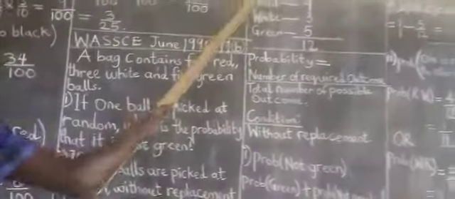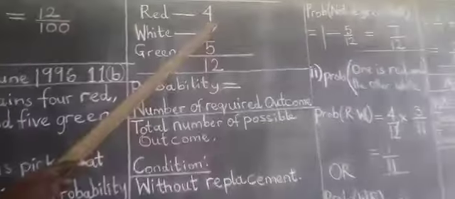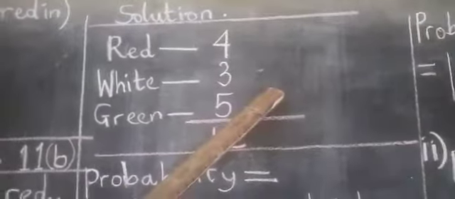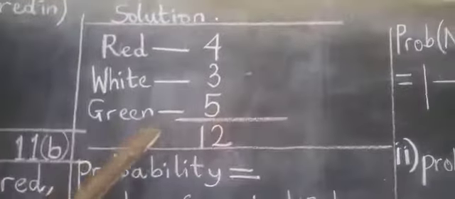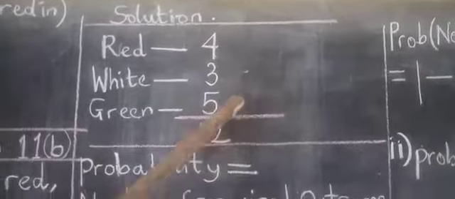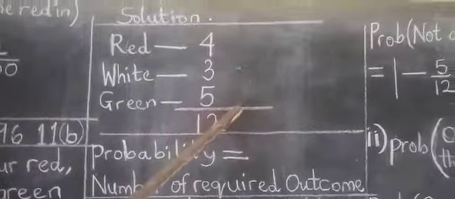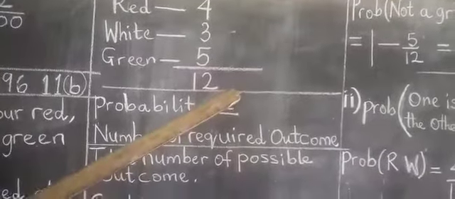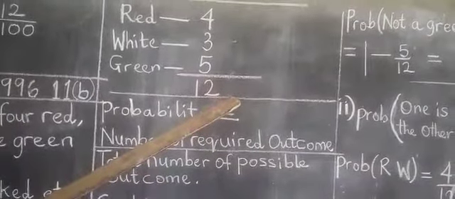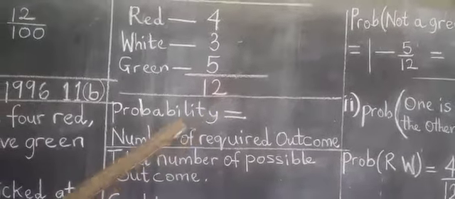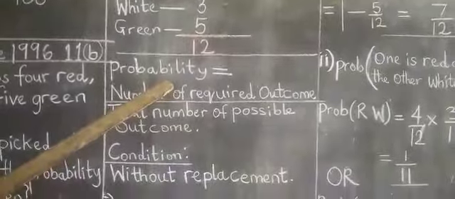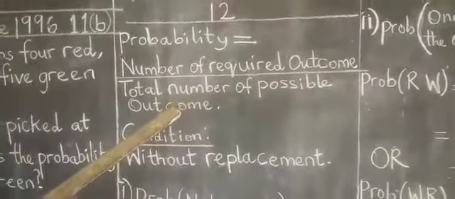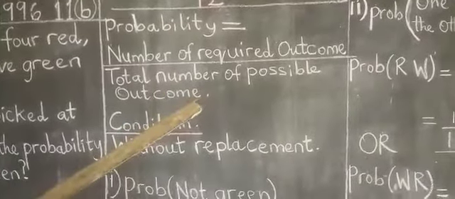Solution. Red, 4 as contained in the question. White, 3 as contained in the question. Green, 5 given. So we have to add the 3 together. When we add the 3 together, we have 12. So the total number of possible outcomes is 12. Now, you define probability. Probability is equal to number of required outcome over total number of possible outcome.